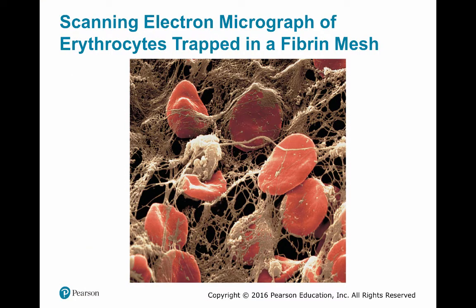So this is what it looks like within a scanning electron microscopy. And basically that fibrin mesh that gets there to kind of stop. And then erythrocytes get caught in it so that they can continue to flow out so that we can minimize basically blood loss.